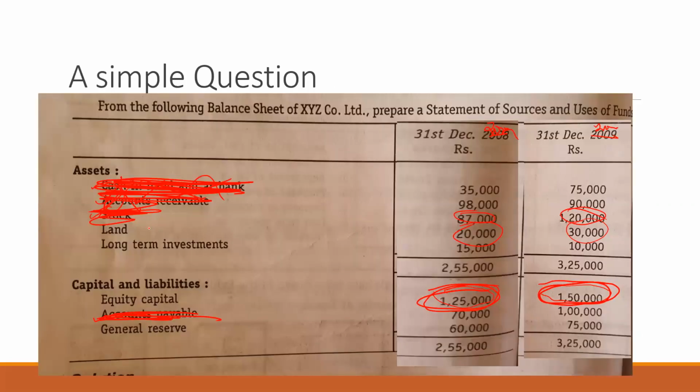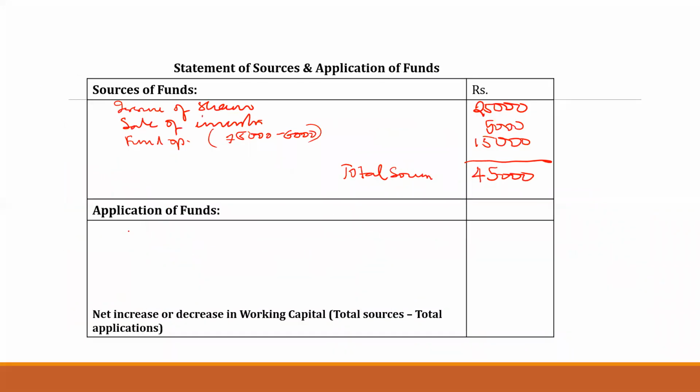Application of fund means money went out of our company. Long-term investment is over, general reserve is over, equity capital is over. Land: why are we writing it as application? In 2009 land was 20,000 rupees, but next year it became 30,000 rupees. We don't have any adjustments either, so we have purchased land worth 10,000 rupees. When we purchase something, the money or fund goes out from our business. So in application of fund, we write purchase of land, 10,000.